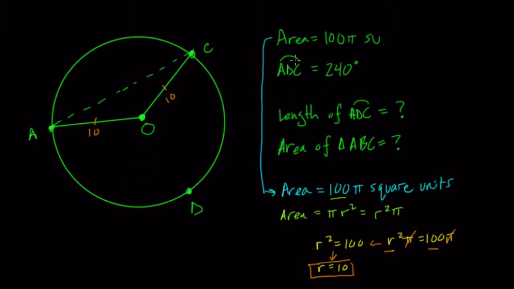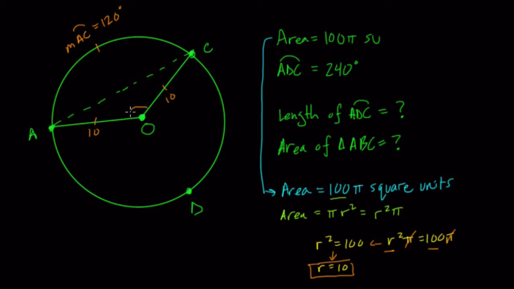The next thing they tell us is that the measure of arc ADC is 240 degrees. So this large arc right here is 240 degrees, almost the complete circle. So then I would say, well, what's this arc right here? Well, the measure of arc AC is the remaining degrees. It's 120, right? 360 degrees minus 240 is 120.